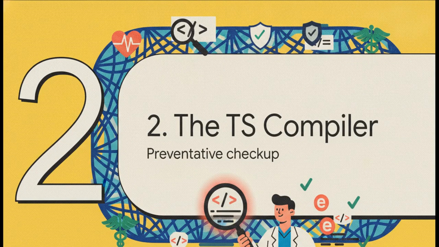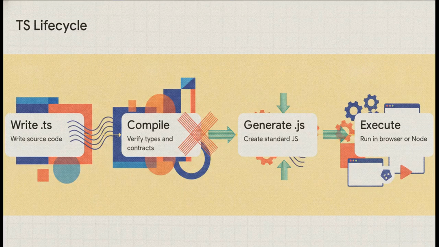Moving on to section 2, the TypeScript compiler. Basically, your code's preventative medical checkup. If TypeScript is our safety net, then the compiler, which we know as TSC, is the core engine holding the whole shebang together. Let's look at the exact lifecycle of a line of code.